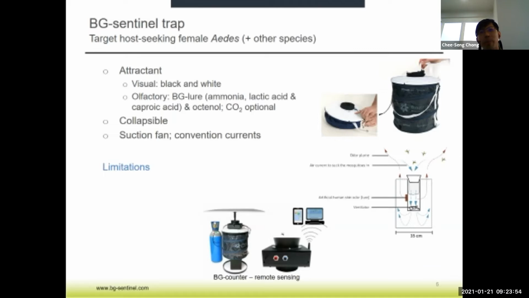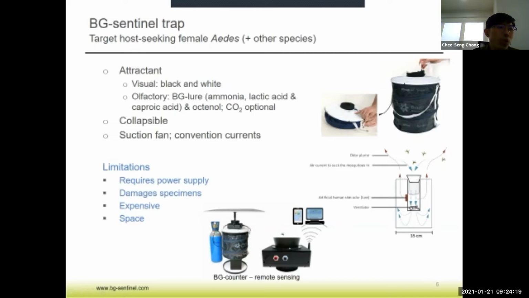Yeah. So the thing about the BG lure is that because it mimics the smell of the human host, if you're close to the trap itself, the lure can be actually quite strong. It depends on the olfactory system of insects and so on. Yeah. Okay, let me just briefly show you some of the answers.